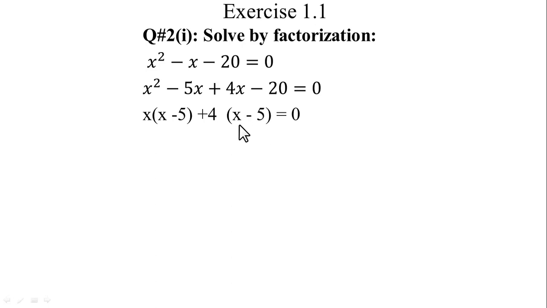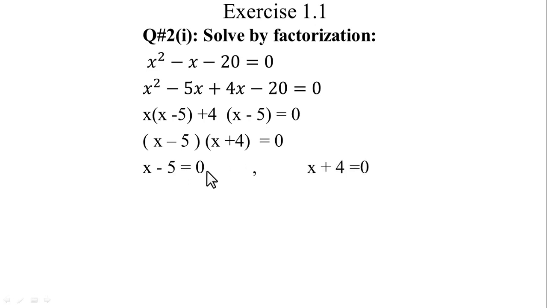We can see that x minus 5 and x minus 5 is the same term, so taking common x minus 5, we write that x minus 5 into x minus 4 is equal to 0. We can also write x minus 5 is equal to 0 or x plus 4 is equal to 0. Then x minus 5 is equal to 0, so x is equal to 5, and x plus 4 is equal to 0, so x is equal to minus 4.